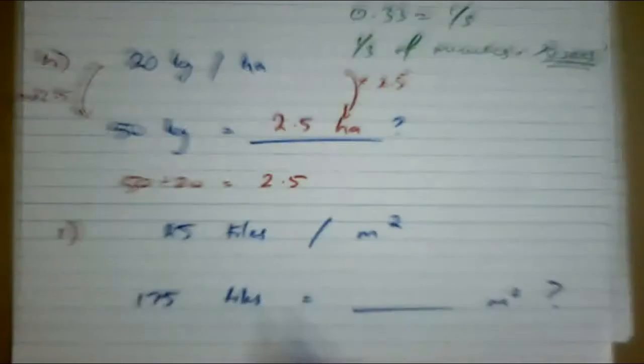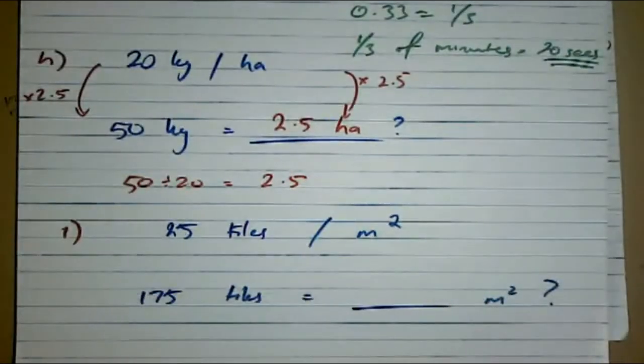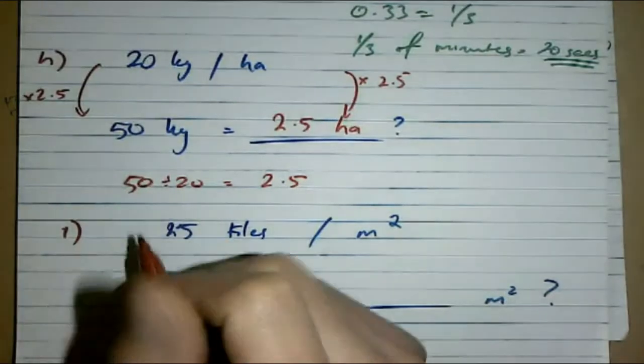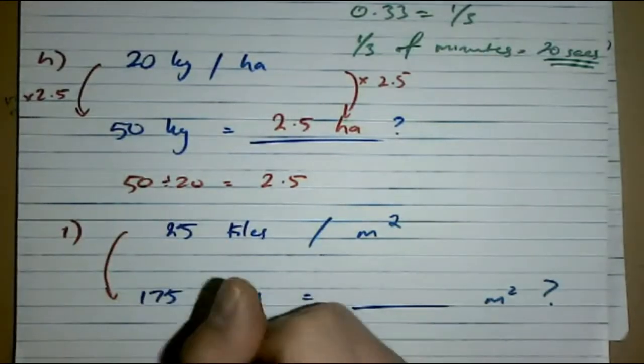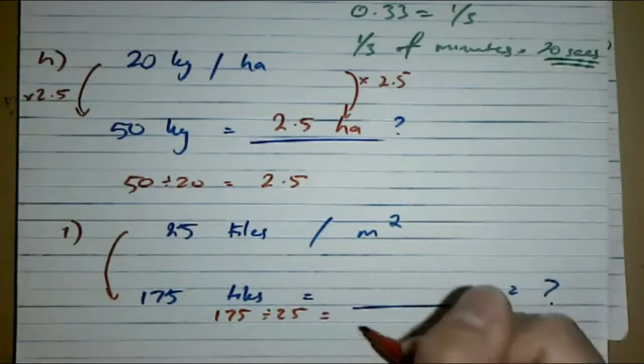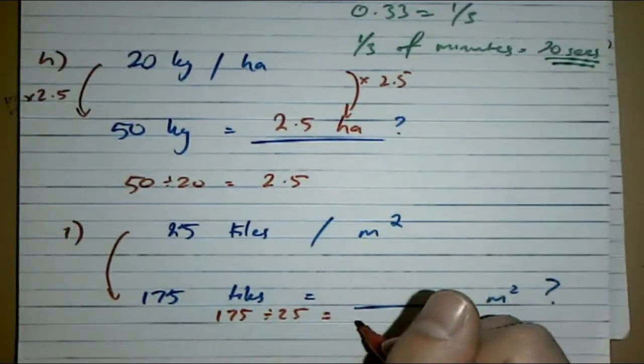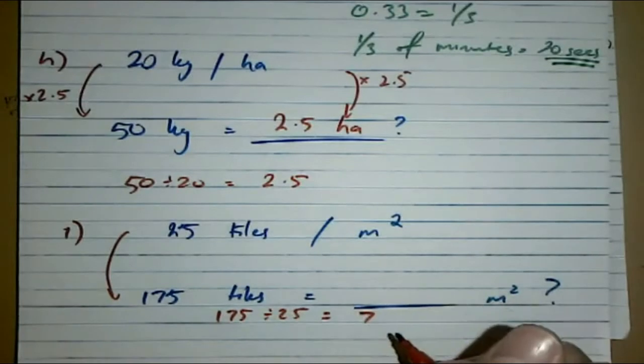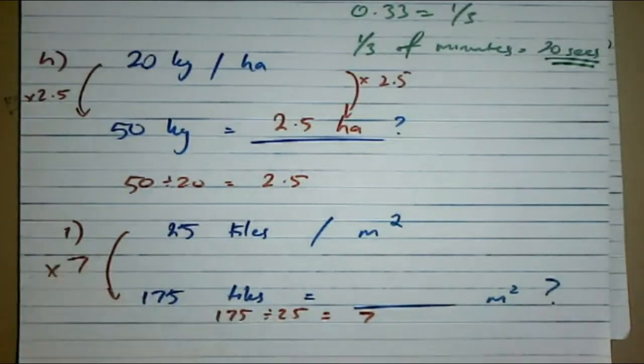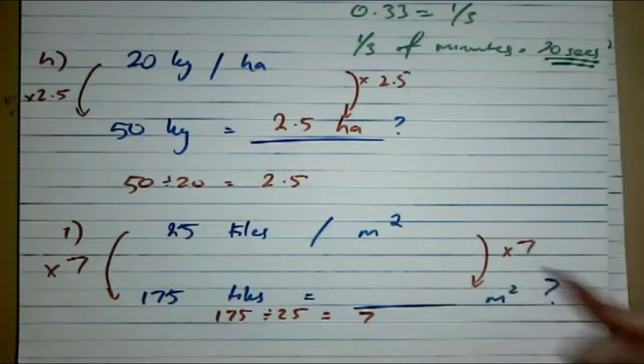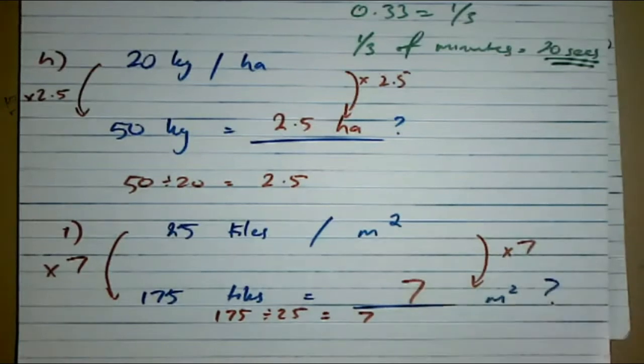Alright. So I got 25 tiles and then it's turned into 175 tiles. So what multiplication do I make from 25 to 175? 175 divided by 25, what does that give me? 7. So that means I have 7 times more tiles. So how much more area can I cover? 7 times more area. 7 square meters. Hands up if that makes sense, please. Okay?